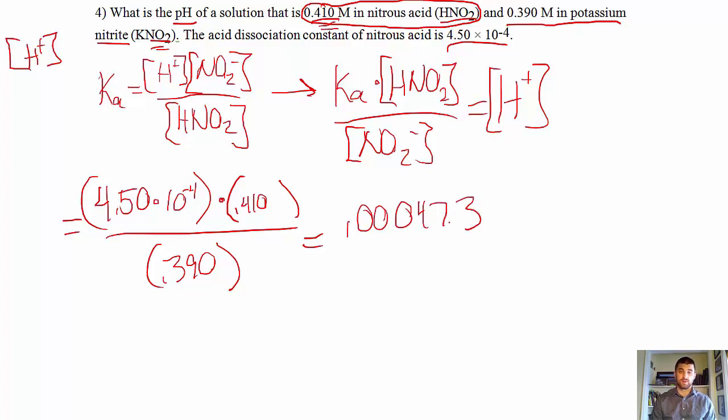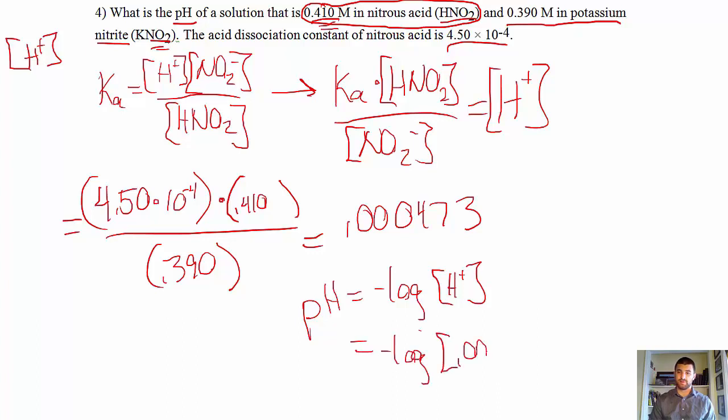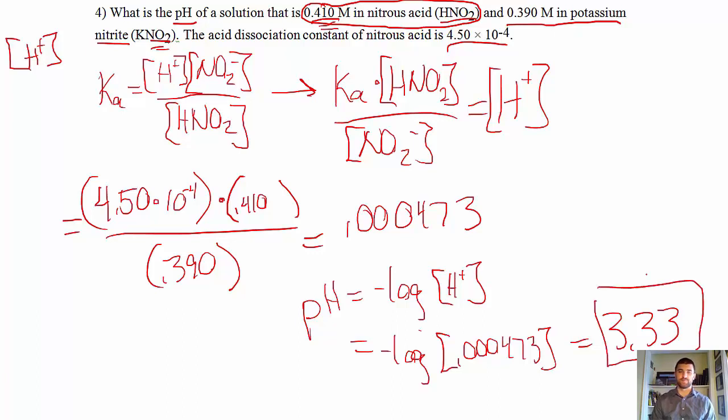0.000473. All right, so now if I want the pH, I got to do the negative log of that number. So I plug and chug negative log of 0.000473, and I get 3.33 as my pH. Final answer.